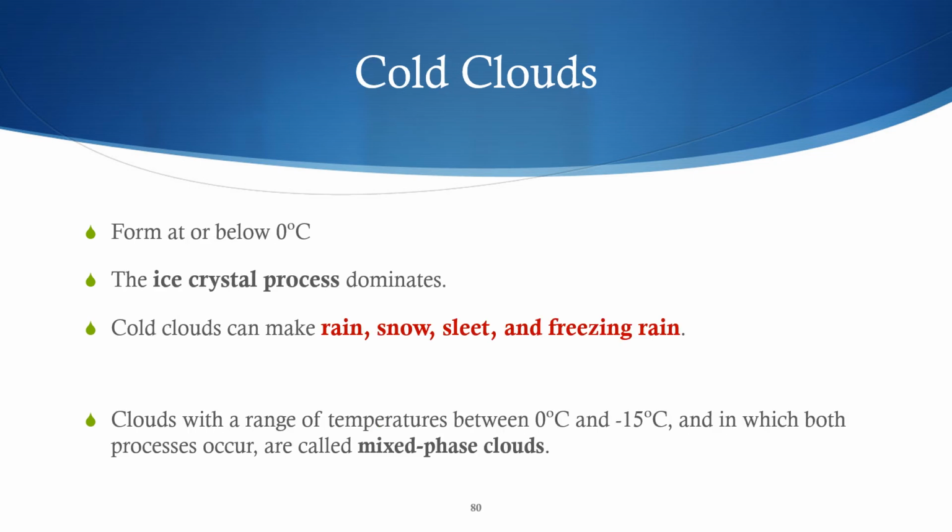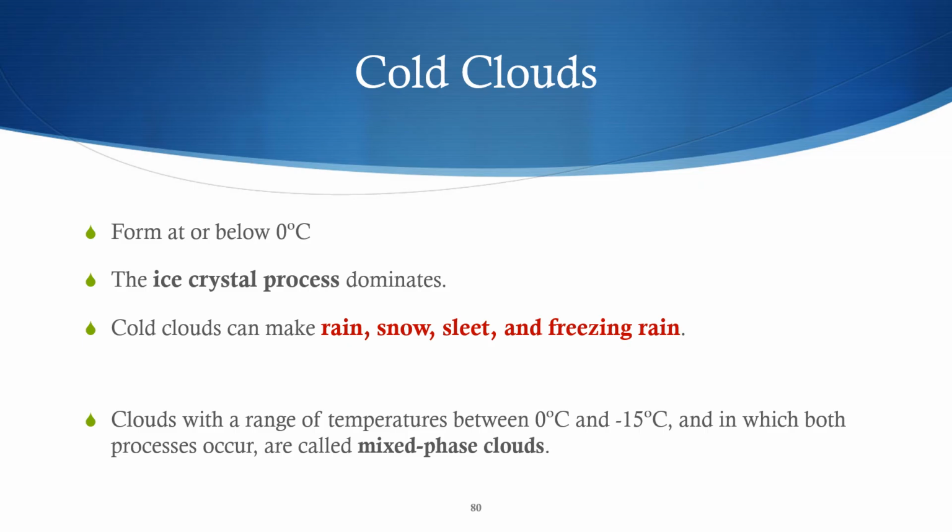Cold clouds are your ice crystal clouds. This is where precipitation is forming at or below 0 degrees Celsius. In the cold clouds, the ice crystal process dominates. Cold clouds can still make rain, but primarily they make frozen precipitation, that's snow, sleet, and freezing rain.